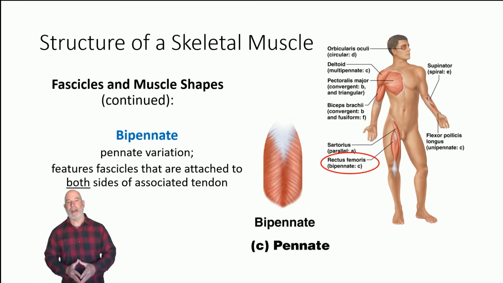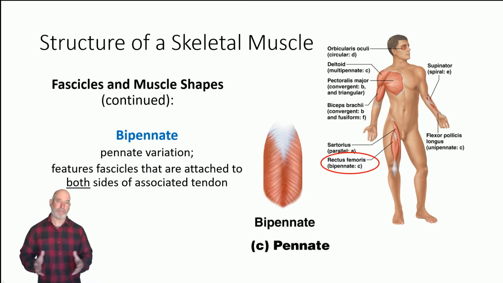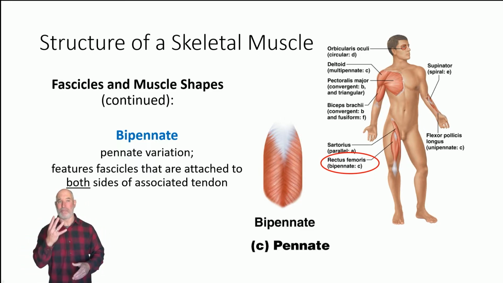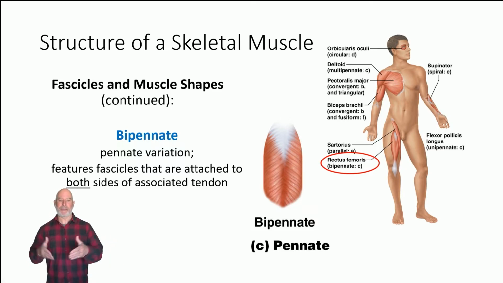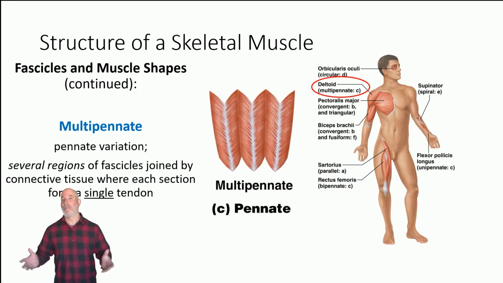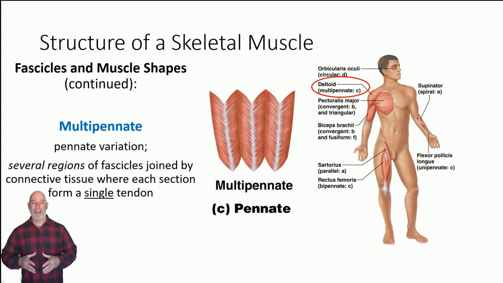And you can also have a bipinnate version, like in your rectus femoris. That is part of your quadriceps. Your quads are made up of 4 muscles, hence the name quadricep. And you've got fascicles attached to both sides of the tendon there. And then, of course, you can have multi-pinnate, where you've got several regions of fascicles joined by connective tissue that form a single section. That would be like in your deltoid up here.